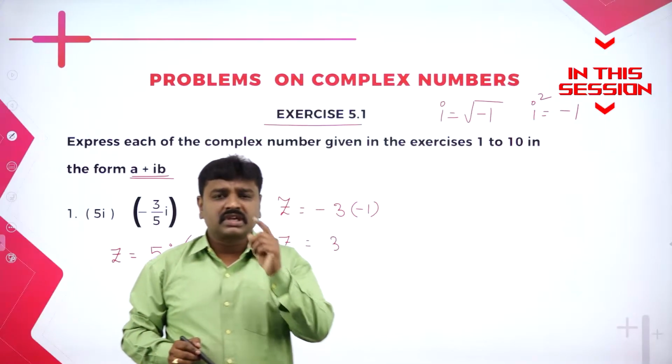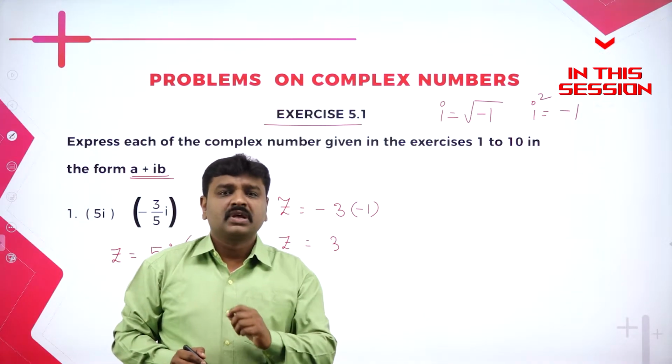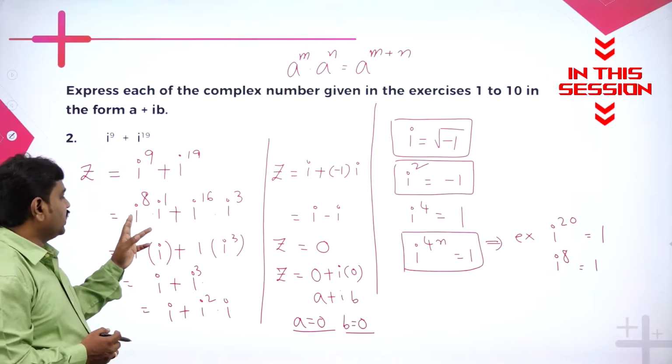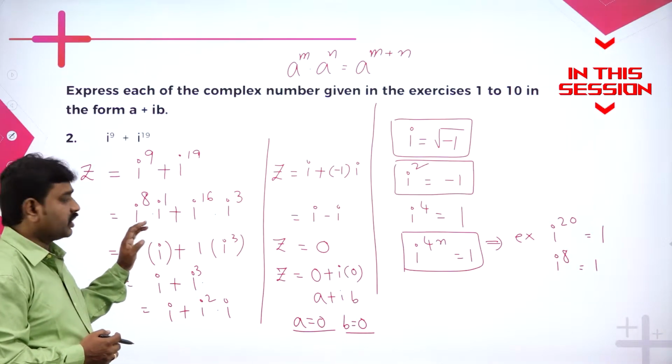Throughout the topic, what is i square? Minus 1. What is i? Root of minus 1. I power 9, i power 8 into i power 1, you can write i power 8 is 1.